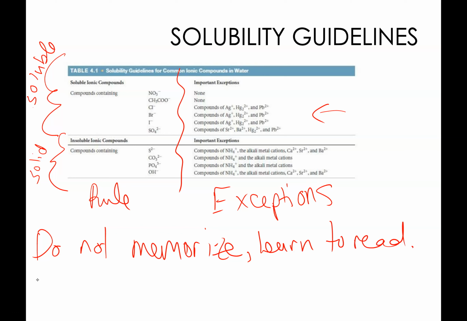Now, if you're planning on taking the AP test, they don't give you this, but the amount of questions, I guess, that would contain a solubility question is going to be less than 2%. So memorizing the table really isn't that useful even for the AP test. But for me, I need you to learn to read this table, not memorize it.